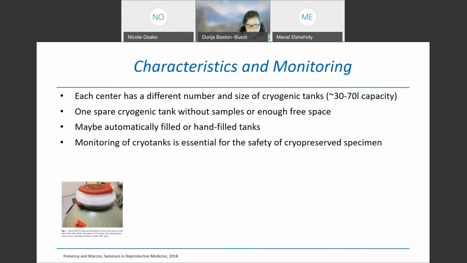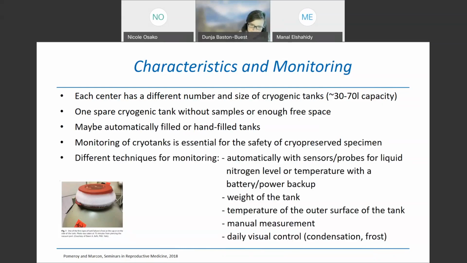Hopefully you have automatic filling of the containers, or perhaps still hand-filled tanks. And the monitoring of the cryo tanks, as seen here below, is very essential for the safety of all cryopreserved tissues and cells. There are different ways of monitoring the containers. Perhaps you have an automatic system with sensors or probes to detect the liquid nitrogen level or the temperature. Just remember to have a battery or a power backup. You can also measure the weight of the tank or the temperature of the outer surface of the tank in order to detect damages really early.